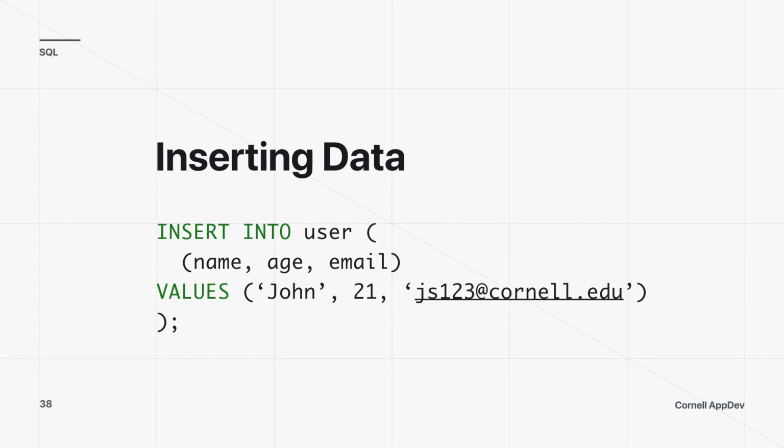Here's an example of actually inserting data to a table of users. So at the columns name, age, and email, I want to insert data John, integer 21, and a string email.